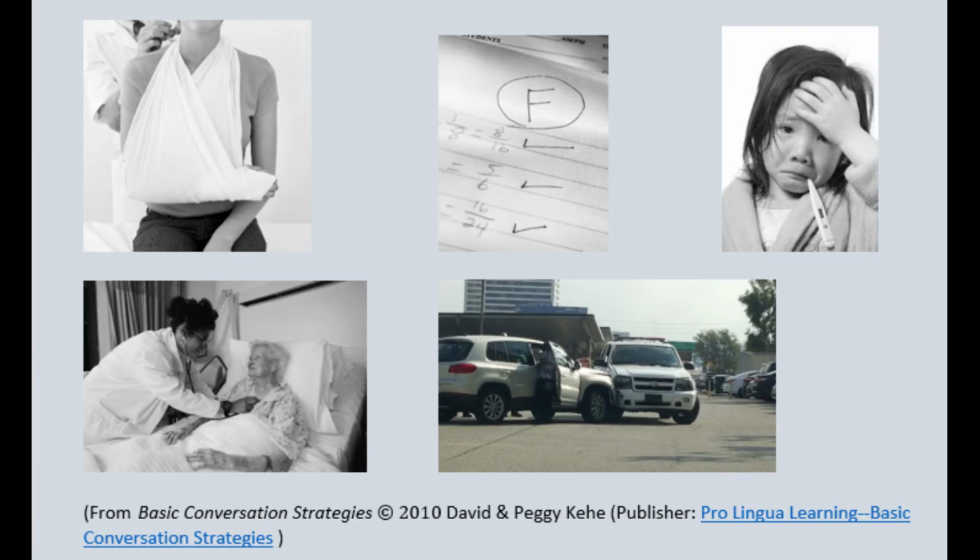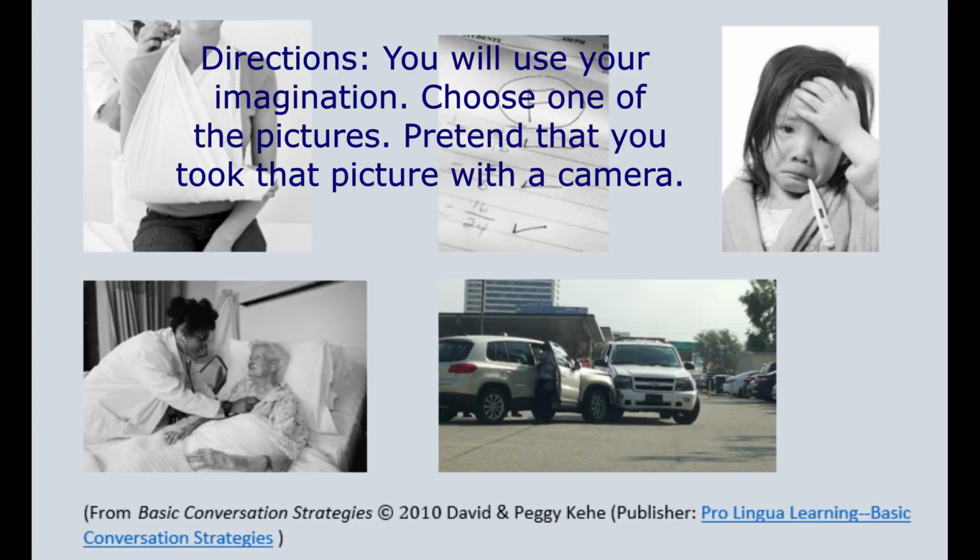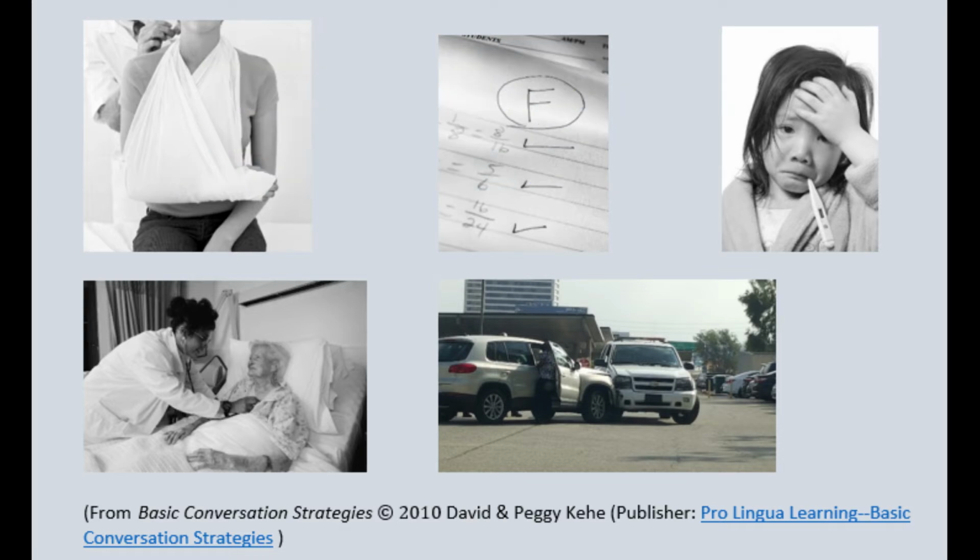And here are the directions. Directions: You will use your imagination. Choose one of the pictures. Pretend that you took that picture with a camera. So we can encourage them to use their imagination when they talk about the picture. That sounds interesting. Let's try one out. Good idea. How about if you choose a picture?